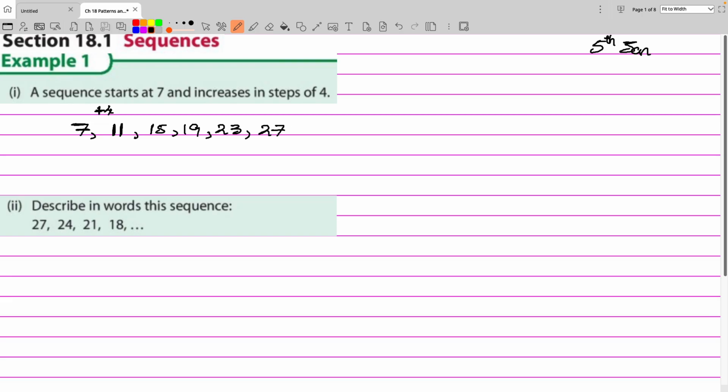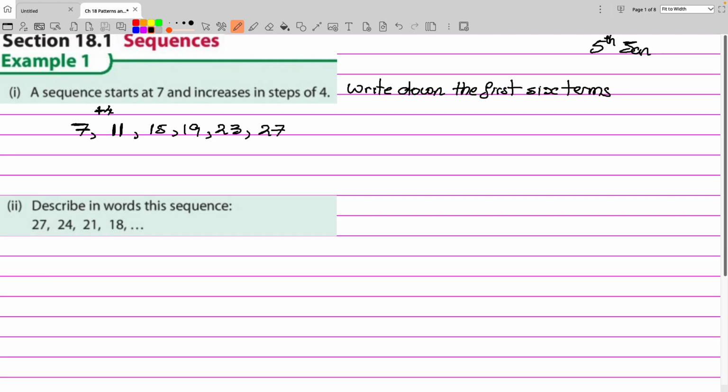My humble apologies. Sequence starts at 7 and increases in steps of 4, and the question should have followed on, write down, reading what it says here, the first 6 terms. So make sure you write down that English as well.